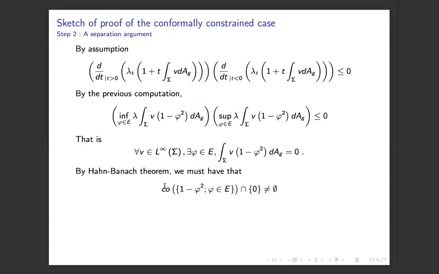And then, where here is the convex hull of this set, and then we have that 0 belongs to the convex hull of this set. This means that you have a map with some eigenfunctions such that the L2 norm of phi squared, of this map, is equal to 1, and we get the theorem in the conformal constraint case.